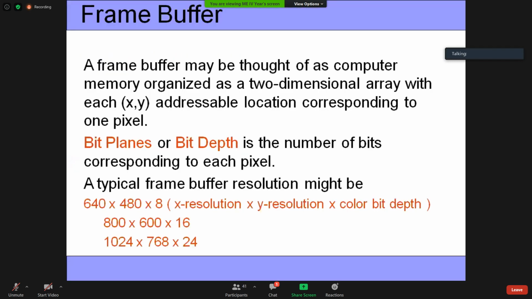Okay. Next, a frame buffer may be thought of as a computer memory organized as a two-dimensional array with each X and Y addressable location corresponding to one pixel. Bit planes and bit depth is the number of bits corresponding to each pixel. A typical frame buffer resolution would be 640 by 480 by 8. So 640 means X resolution, 480 means Y resolution, 8 means color bit depth, how much the pixel depth should be.